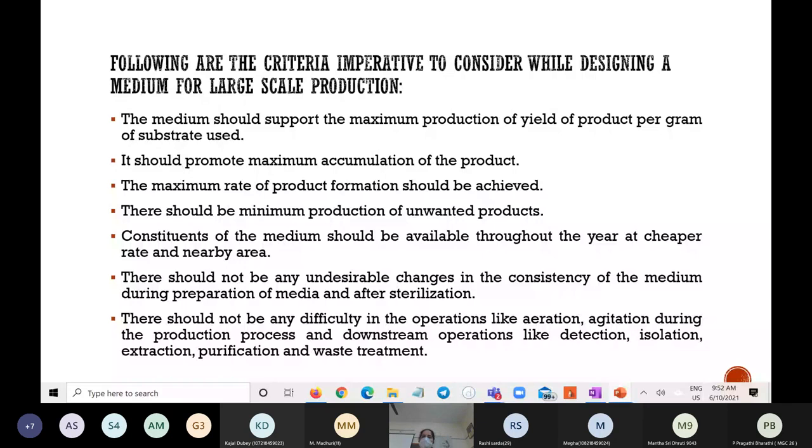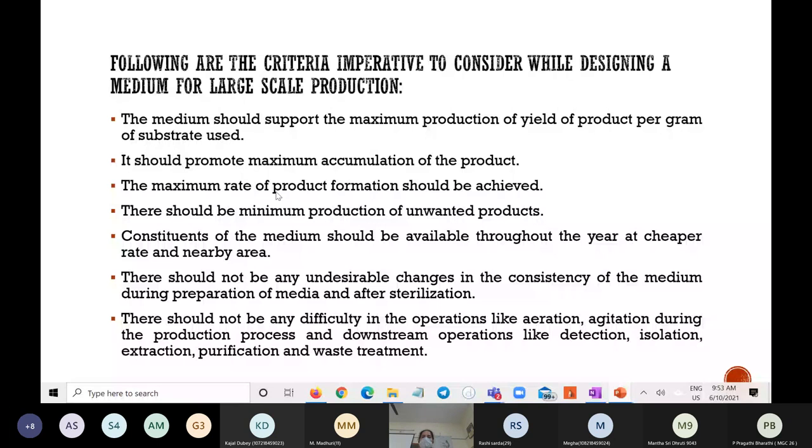First, the media should support the maximum production of the yield. There are various types of media, but for a sugar source, for example, there could be many types, and we have to look for the one which could give the maximum yield. Second is to promote the maximum accumulation of the product. Third is that the maximum rate of product formation should be achieved. These are more or less the same points: the yield should be of the highest order, and so the media should be formulated like this.